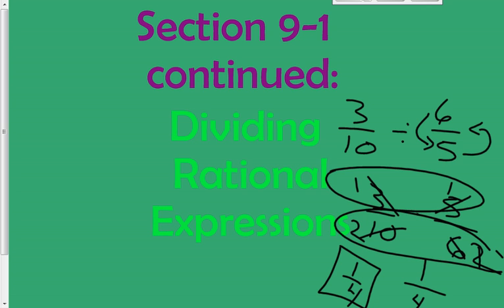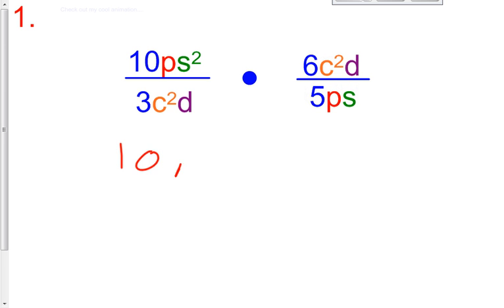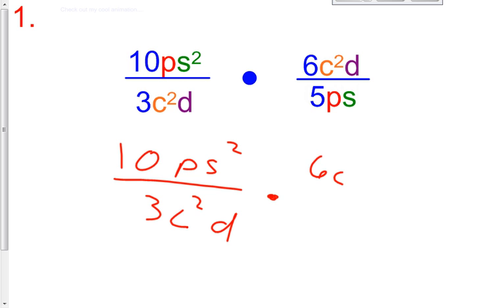Our rationale is going to be the same when we divide fractions. We have a fraction on the left divided by a fraction on the right. As messy as these fractions look, as we divide these, it's the same thing as multiplying by the reciprocal. So why don't you guys write that down in your notes. You now have 10ps squared over 3c squared d. It's now multiplied by the 6c squared d goes to the numerator, and the 5ps goes to the denominator.